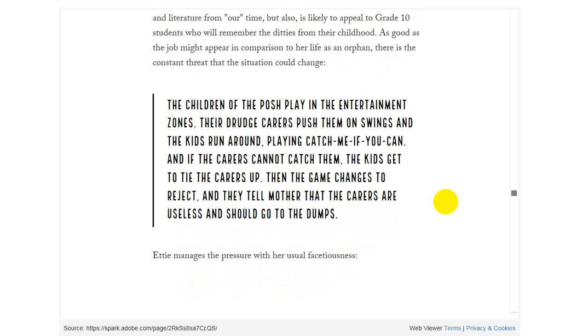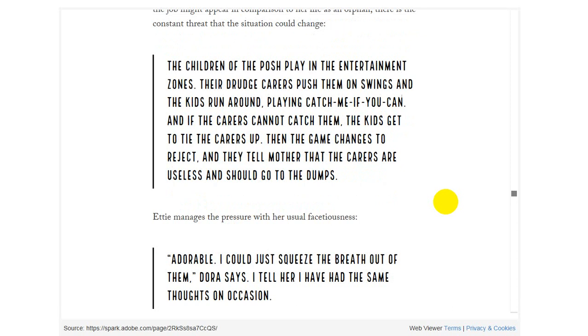The children of the posh play in the entertainment zones. Their drudge carers push them on swings, and then the game changes to reject, and they tell mother that the carers are useless and should go to the dumps. So the situation could change at any time for these drudges. They need to make sure that even the children, they're really good to the children.